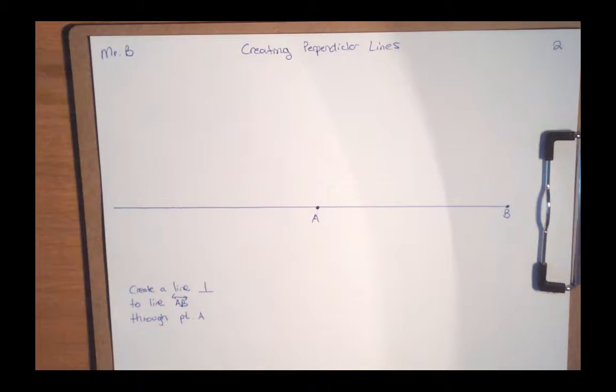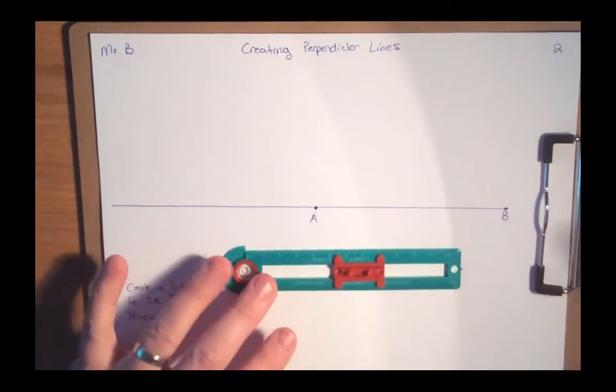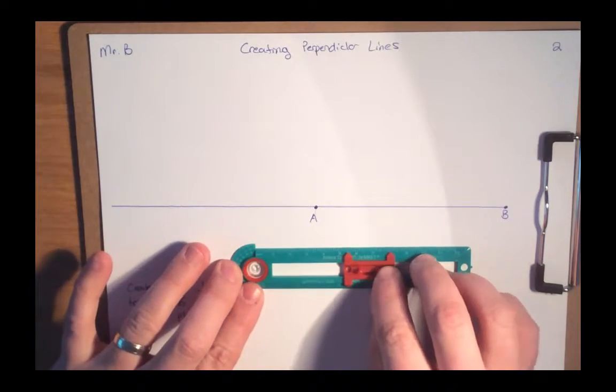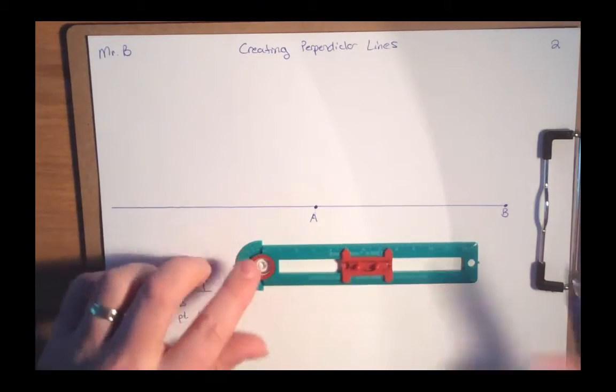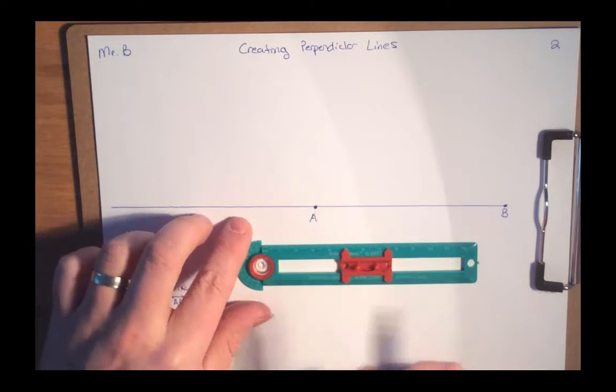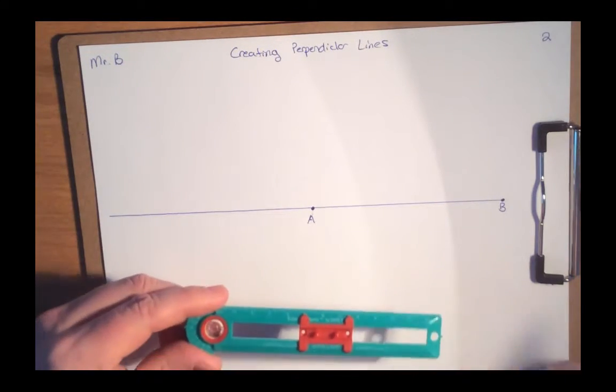All right, this is mostly compass work, whereas the last one was mostly ruler work. This one's mostly compass work. So the first thing I'm going to do is take my compass and set it up so that the inside point here is right around 5 centimeters. Okay, 5 centimeters.